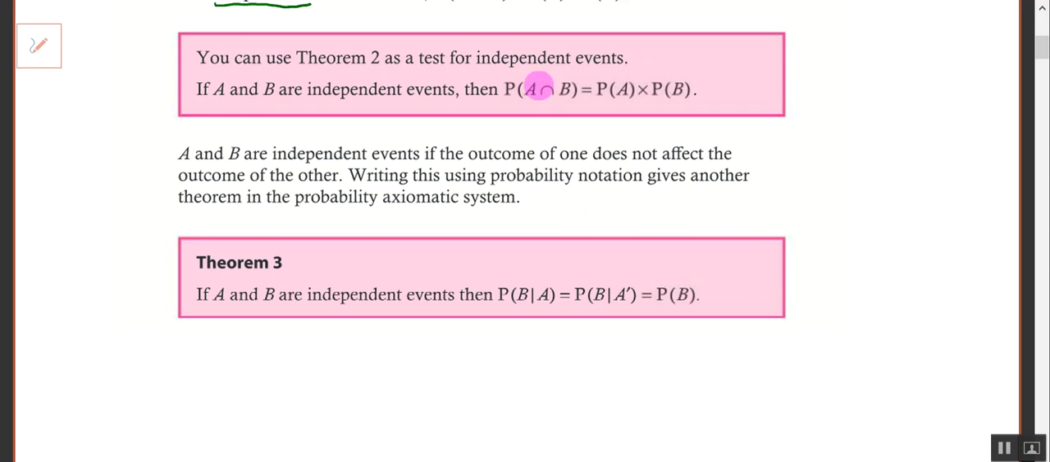So when it says use theorem 2 and theorem 3 to show that they are independent or not independent, this is what they're talking about. But there's one little step I always mess up on, which is what you were just doing there, actually. So we'll take it step by step. I'll go through a few examples.